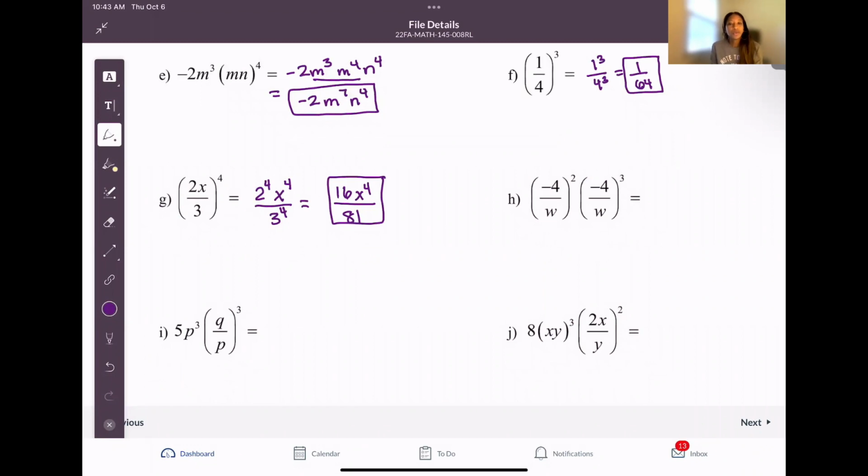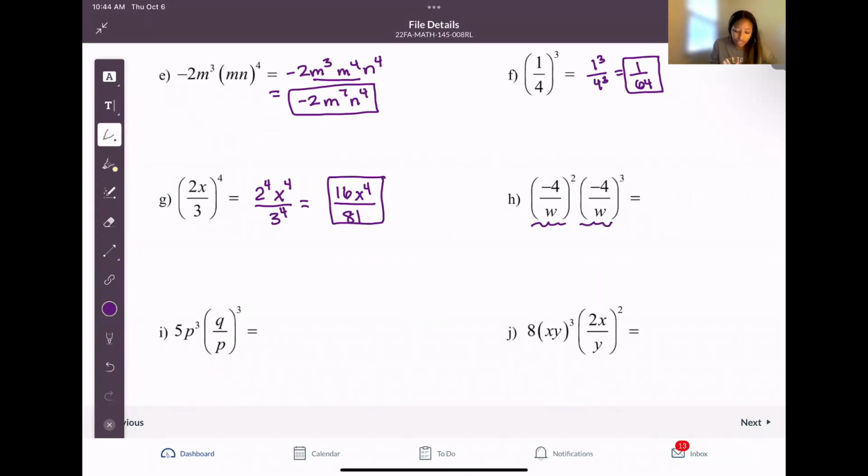All right. Ooh, look at H. So with H, we have -4 over w squared times -4 over w cubed. This is one of those problems where you actually have a little bit of choice. We could apply the square and the cube to each term in the base and then combine like terms and simplify afterwards. Or we can use the multiplication property first. Notice that both of these terms have the same base, -4 over w.